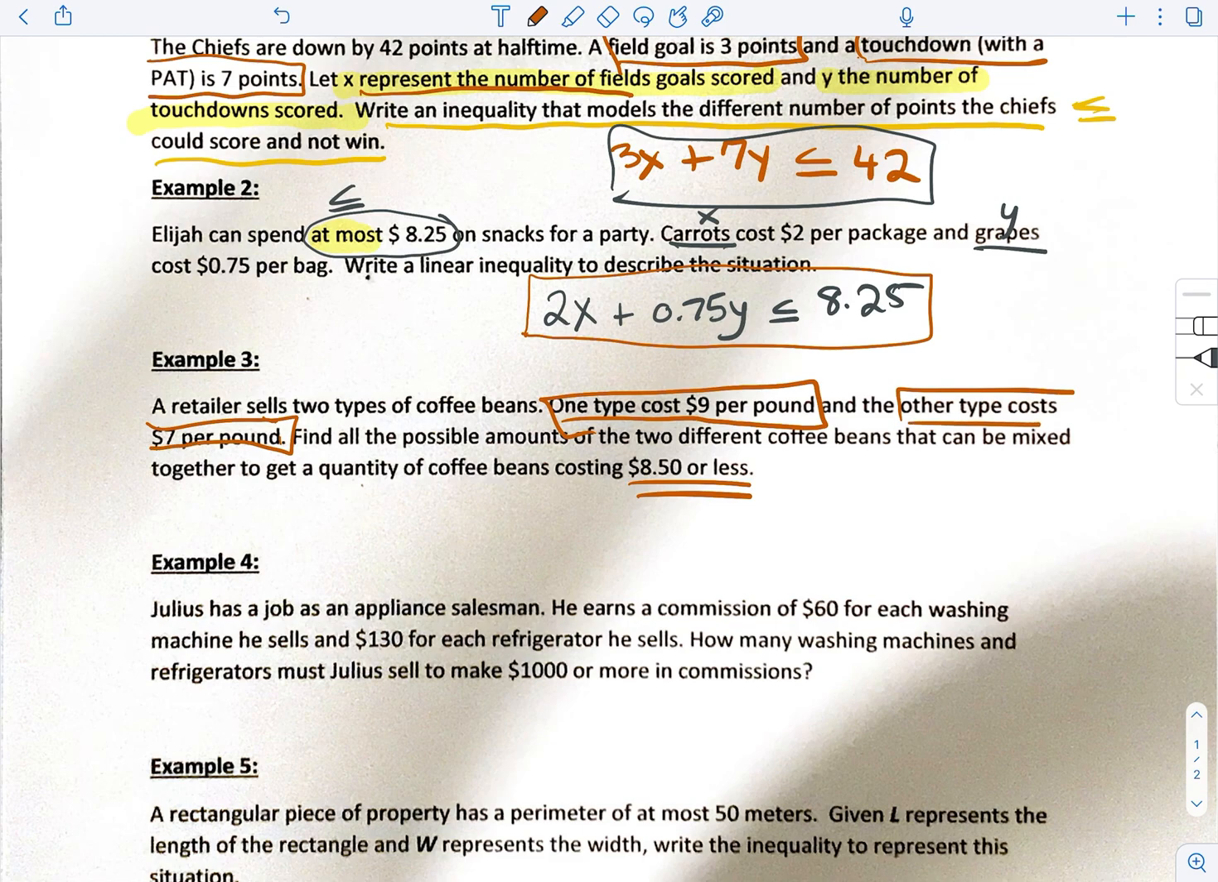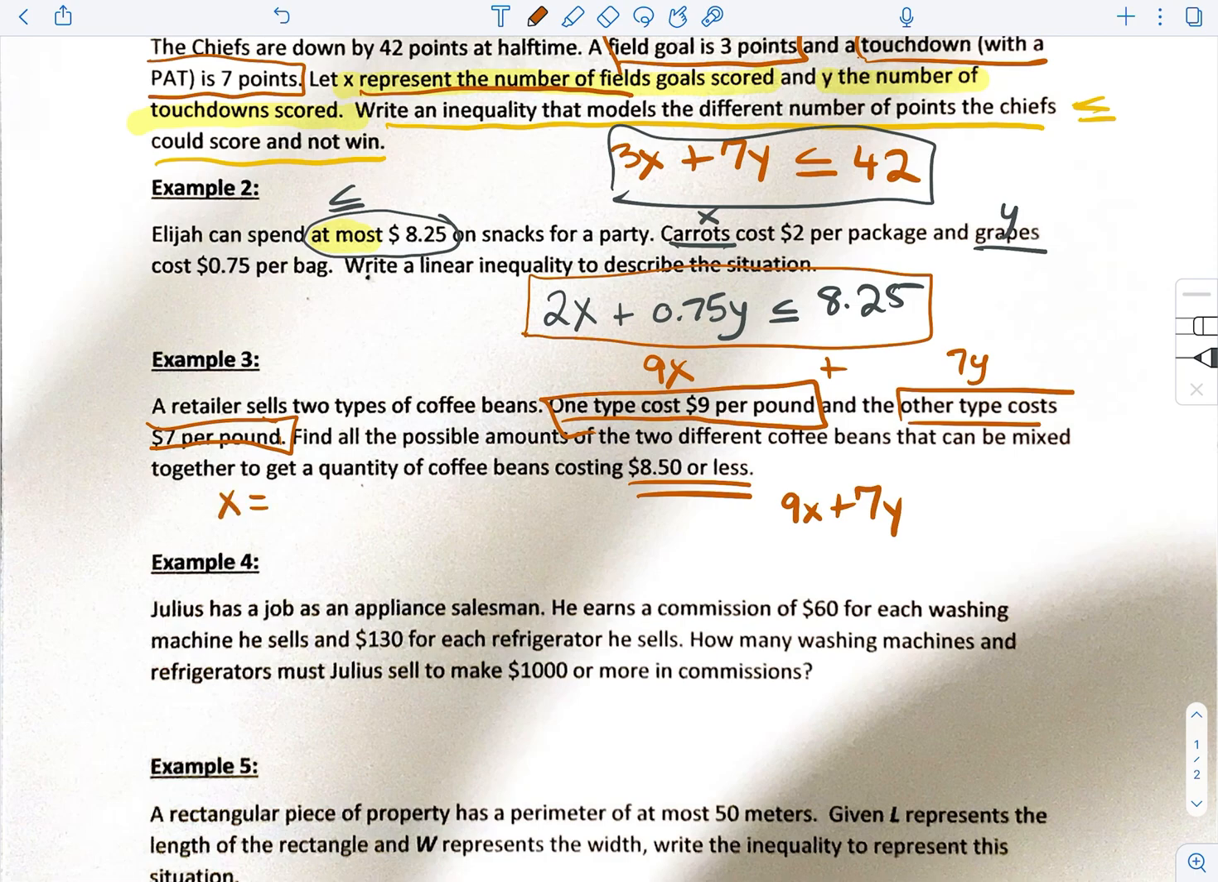All right, so per pound, $9 per pound for one type, and then $7 per pound for the other type, right? Always pay attention when you see each, every, per, right? That's giving us some information. So, find all the possible amounts of two different coffee beans, all right? And the quantity has to be $8.50 or less. Okay, so 9x plus 7y, right?